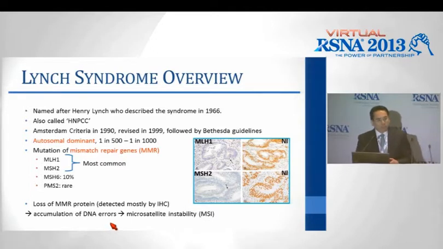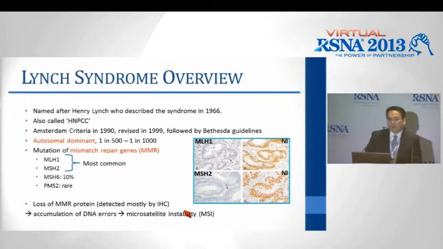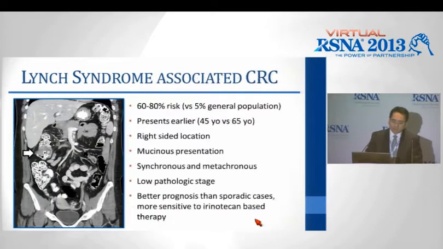Loss of this protein can also lead to accumulation of DNA errors, which then leads to microsatellite instability. And so this is the second test you can use, PCR, to look for microsatellite instability, which is more expensive, so less commonly used than immunohistochemistry as a first-line test.